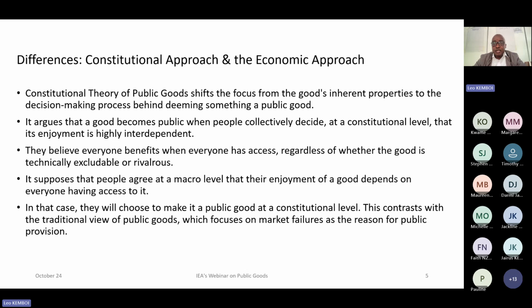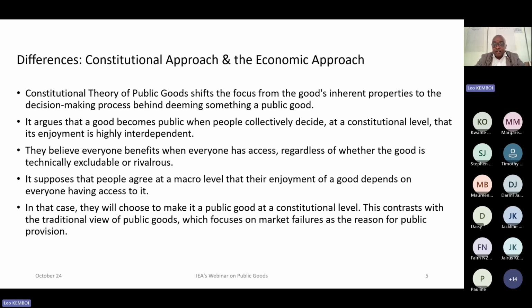Now, what is the difference between the two approaches? On the one side, as you said, the constitutional approach is political. It's a political rule. It depends on what people have decided in a constitutional moment, and it shifts the focus from inherent properties to decision making, by saying that this is something that society needs, irrespective of whether the inherent characteristics necessitate government involvement in provision of that good.